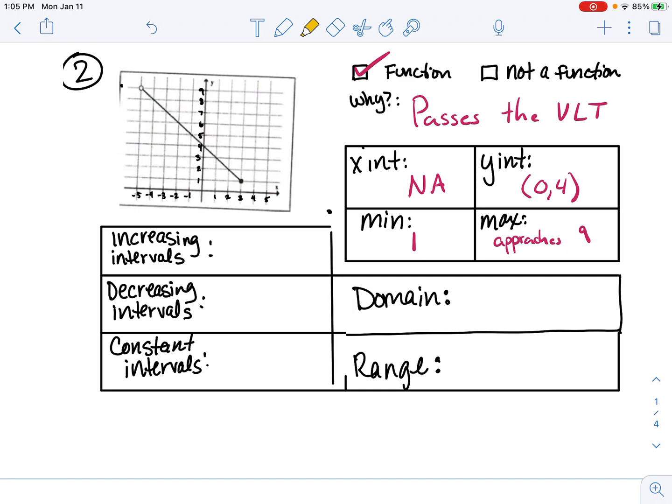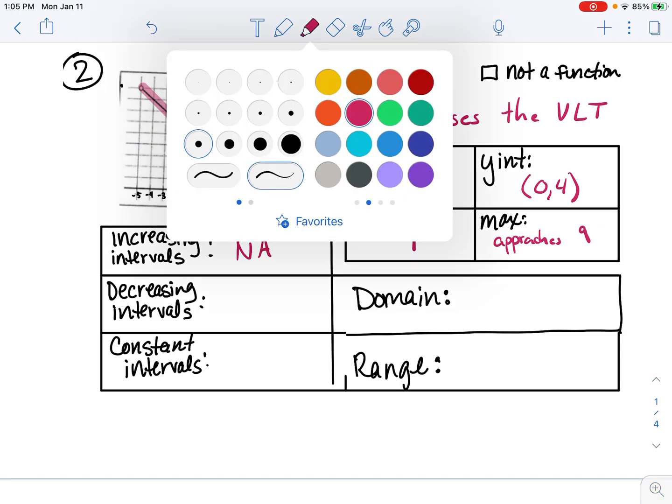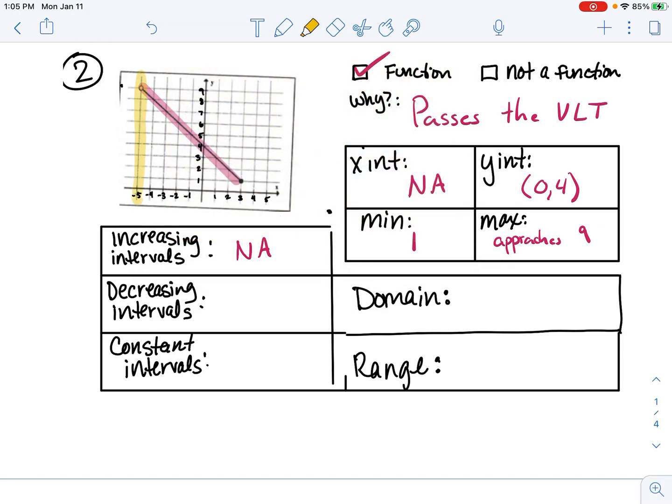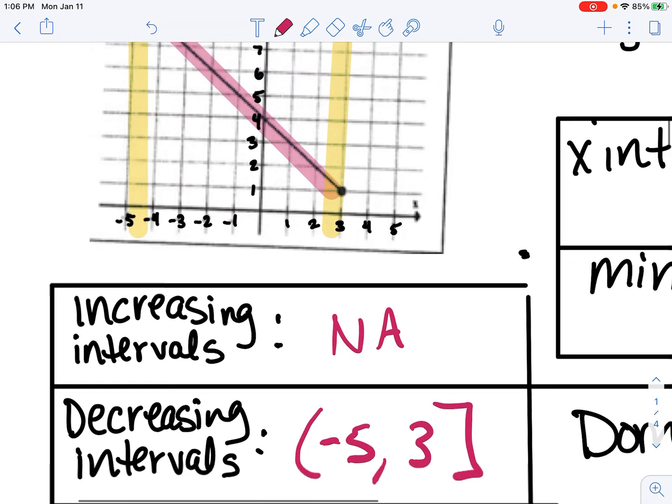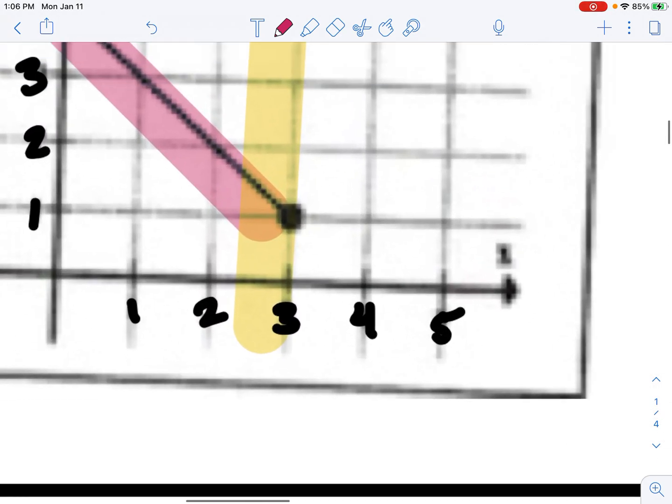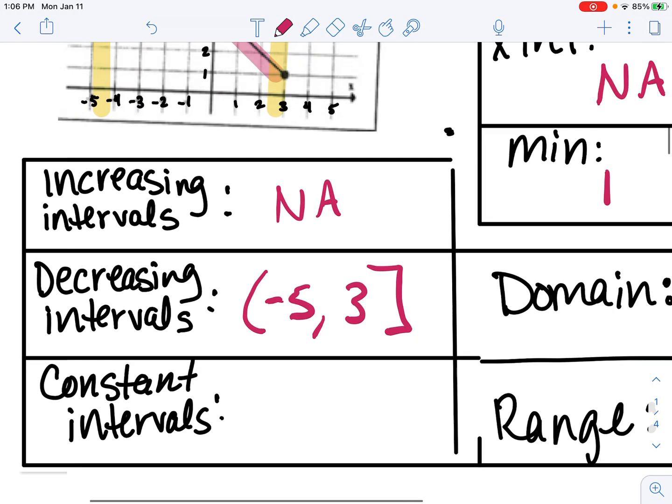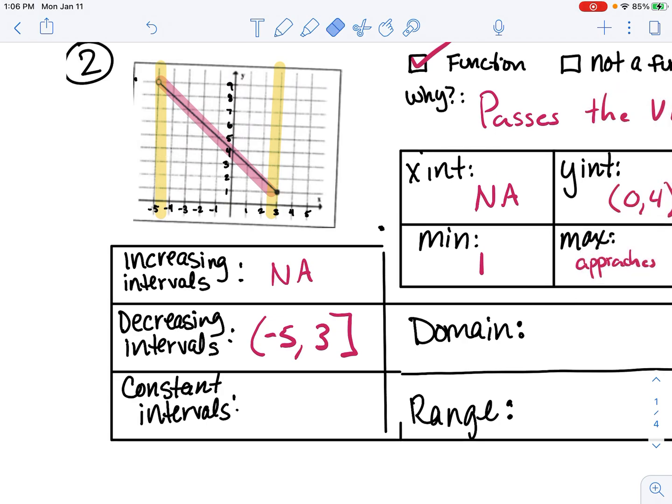Increasing. This is decreasing, so we don't have to worry about increasing. It decreases from -5 to 3. Now, if you notice, this is an empty circle, and that's why I did a parenthesis here. And this is a solid circle, which is why I did a bracket here. Okay. Constant intervals is not applicable.